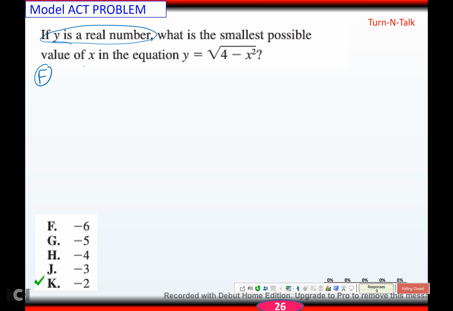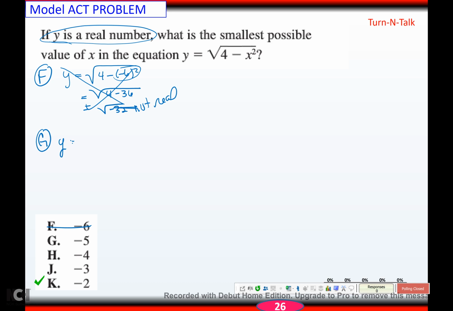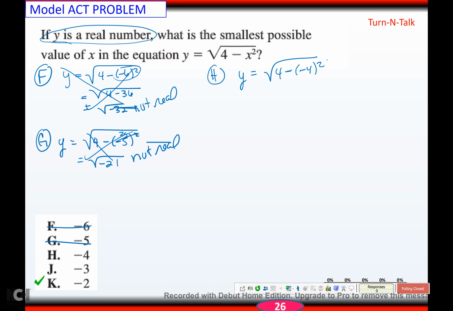So just do substitution. For F, if I substitute negative 6 for x, I get y equals the square root of 4 minus a negative 6 squared. That's going to be the square root of 4 minus 36, because negative 6 squared is positive 36. Well, that's going to be the square root of negative 32, which is not real. So F is out. If I try G, I have y equals the square root of 4 minus a negative 5 squared. Negative 5 squared is 25, so 4 minus 25 is the square root of negative 21, which again is not real. So G is out. H, y equals the square root of 4 minus negative 4 squared. That's 16. 4 minus 16 is negative 12, which is not real.